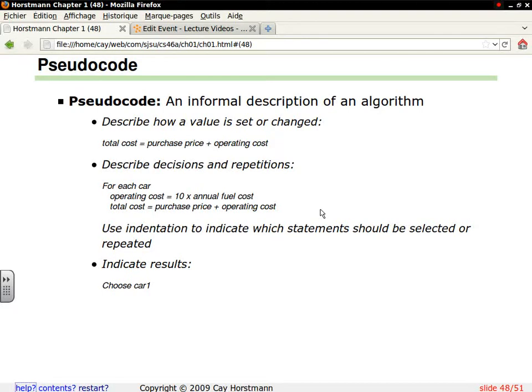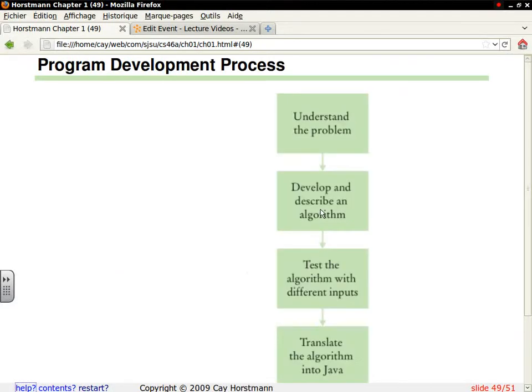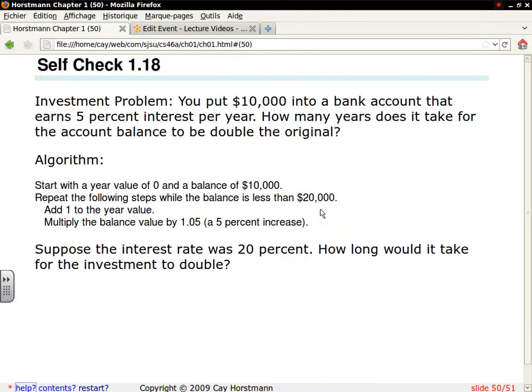The point I want to get into is that pseudocode is a very simple concept. It simply means write down the steps that are necessary. Use math when you can. Use a verbal description when there is nothing mathematical, like for each car, choose car one. There's no math involved there. You just use the words. And you write down this sequence of steps on a sheet of paper to aid yourself in understanding what it is that you need to do. All right.